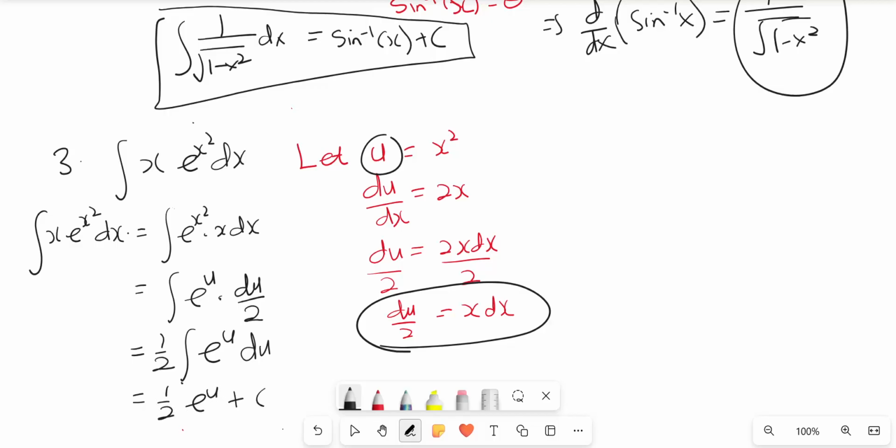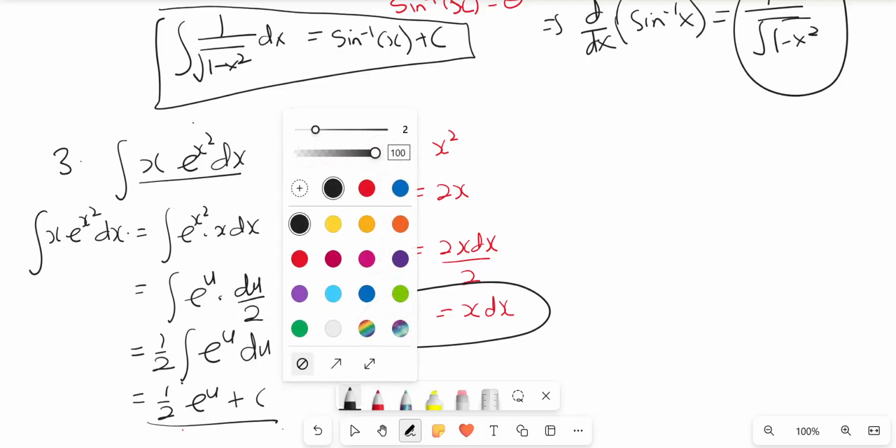You are not done. You have to move from the u world back into the x world. Our original integral is in terms of x, but our final answer is in terms of u. So it means we are not done. We have to plug back what u is in terms of x so that we can get our answer in terms of x, like what we did for the rest.